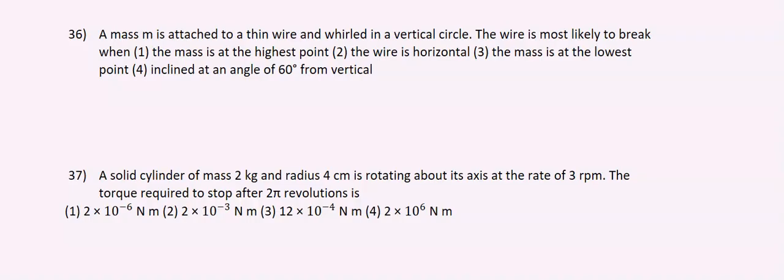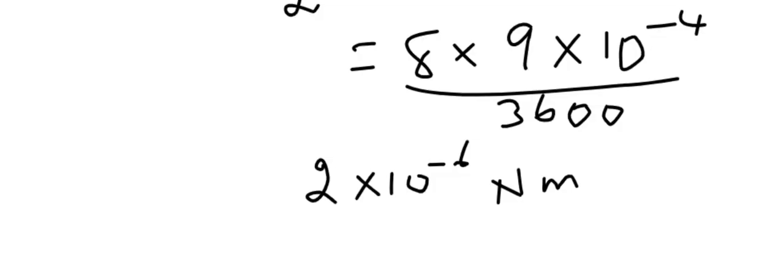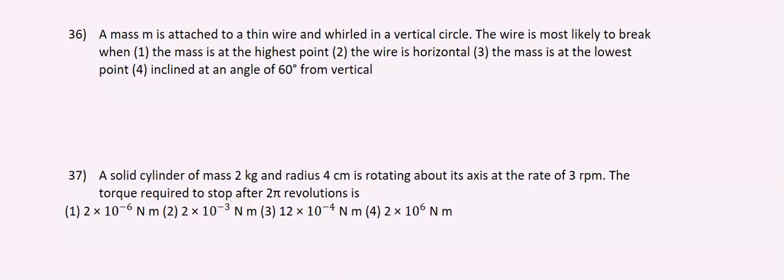Let's see which option is correct. 2 into 10 to the power of minus 3 Newton meter, so option 2 is correct. Sorry, 2 into 10 to the power of minus 6. So option 1 is correct. Sorry children, 2 into 10 to the power of minus 6 Newton meter. So option 1 is correct.